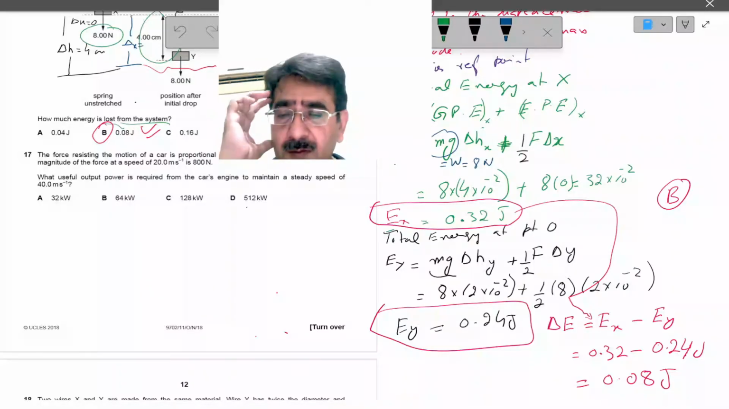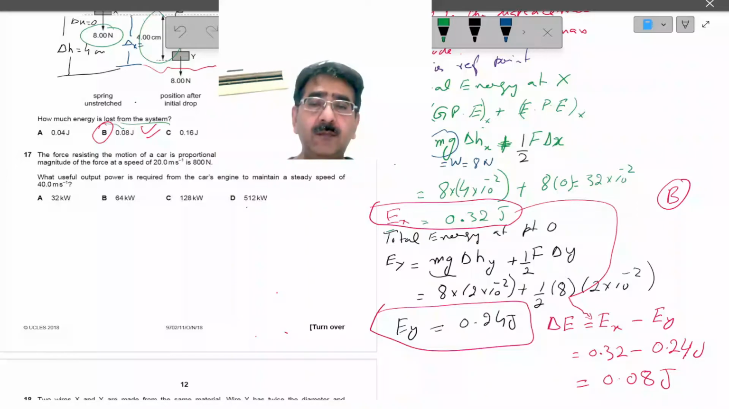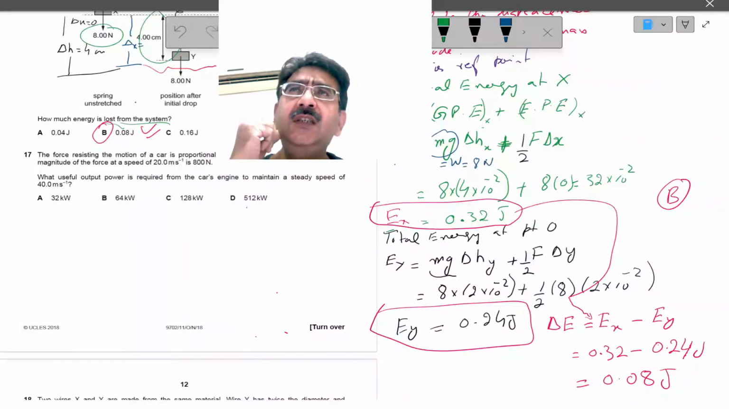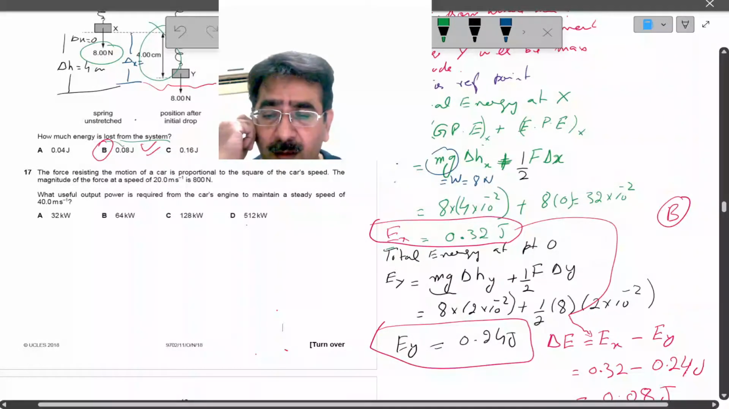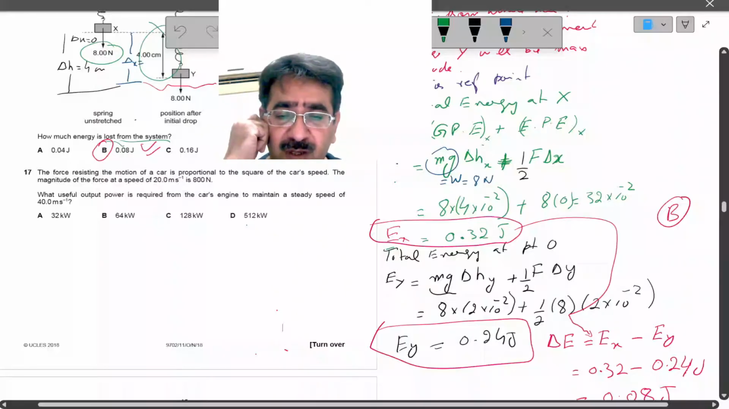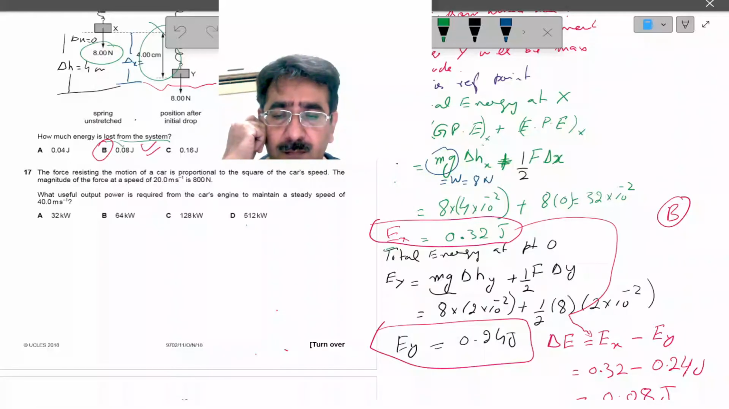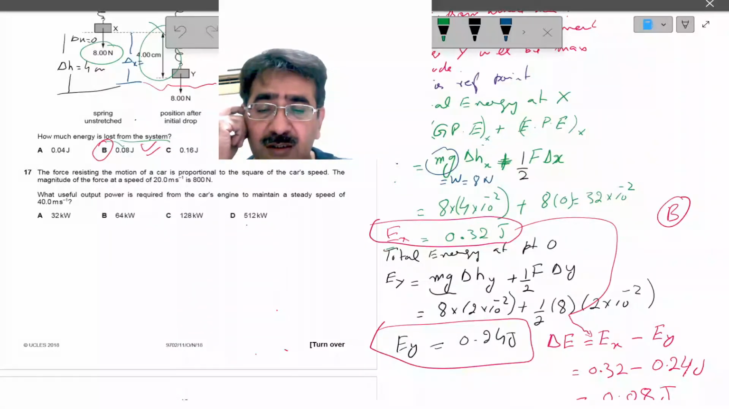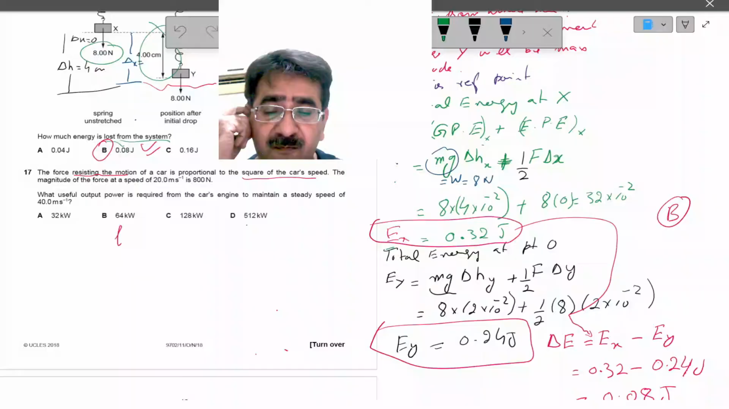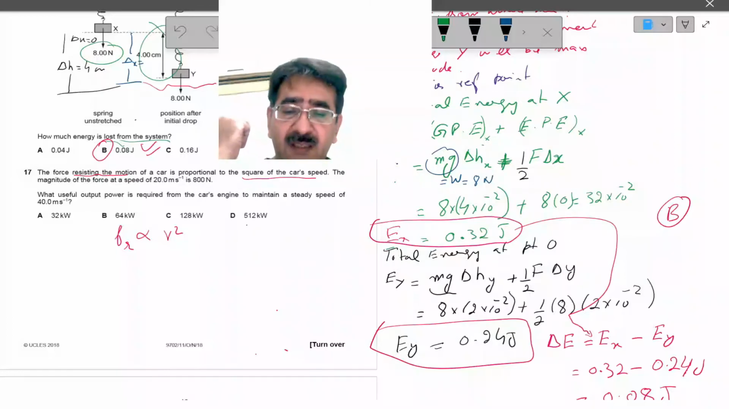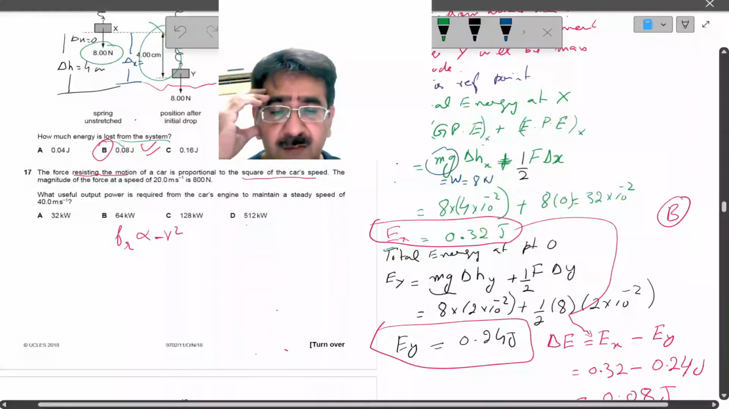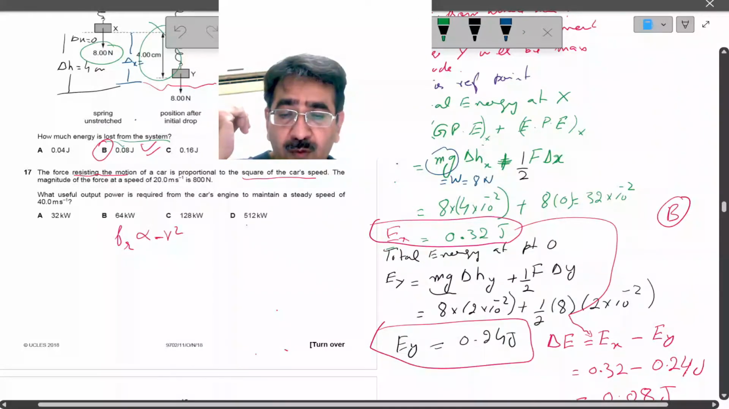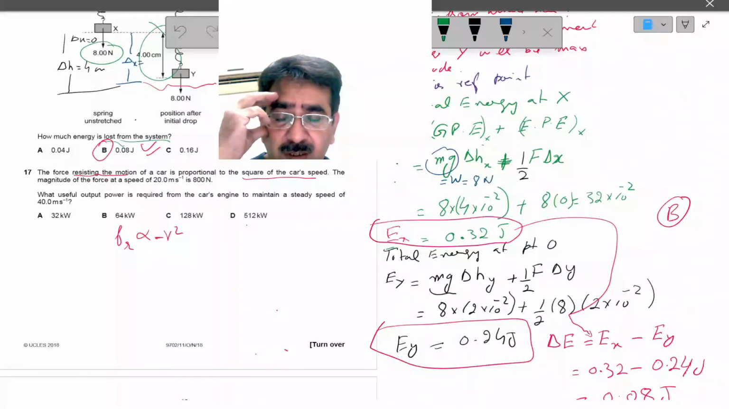Okay, next question is number 17. According to question number 17, the force resisting the motion of the car is proportional to the square of the car speed. The resisting force is directly proportional to v squared. We may say that it is negative because it will always be in the opposite direction. The magnitude of the force at speed 20 meter per second is 18 newton.